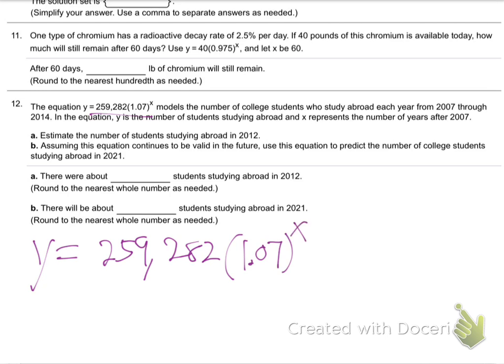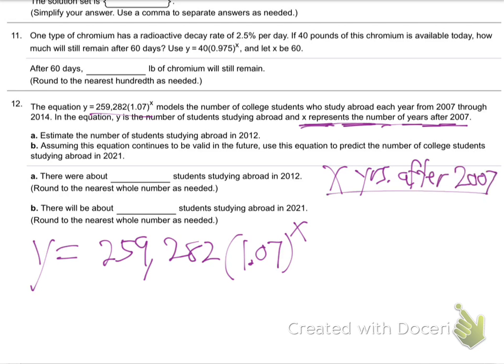And then they say right here, x is years after 2007. Does that make sense? Years after. So in other words, if x is 1, that's the year 2008. If x is 2, that's the year 2009, etc. Is that making sense with what they're saying?